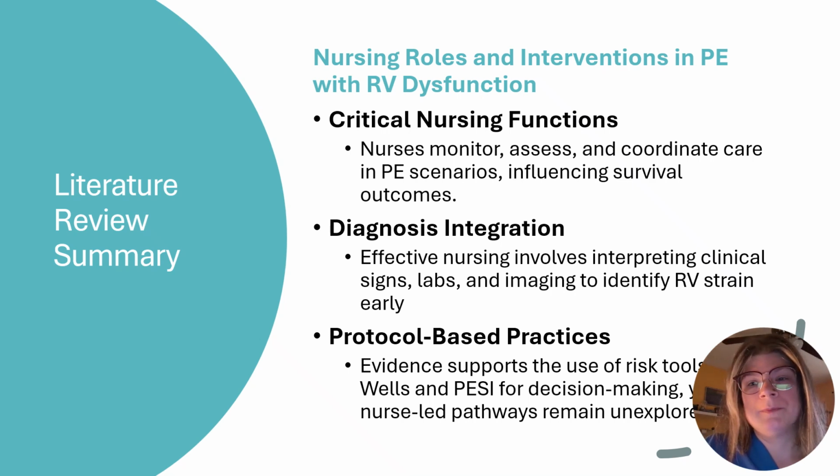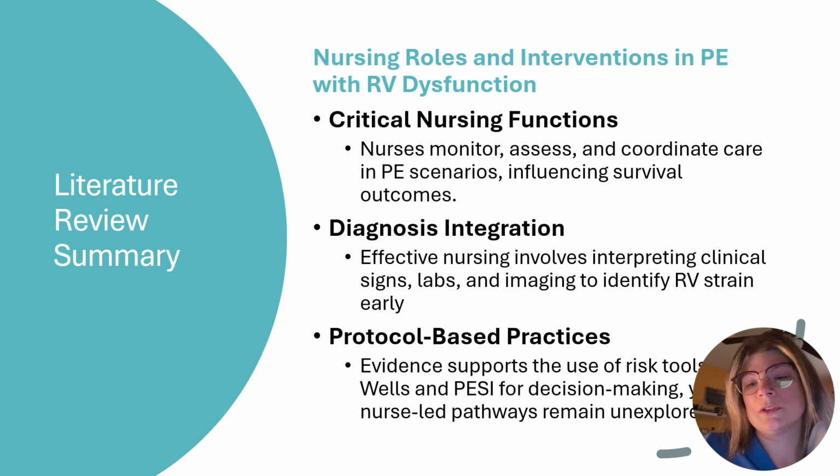The literature for this capstone strongly supports the pivotal role of nurses in managing patients with acute pulmonary embolism, especially those experiencing right heart strain. Nurses are responsible for a broad spectrum of interventions, from bedside assessments and interpreting diagnostic tests to implementing therapies and alerting the care team to decompensation.